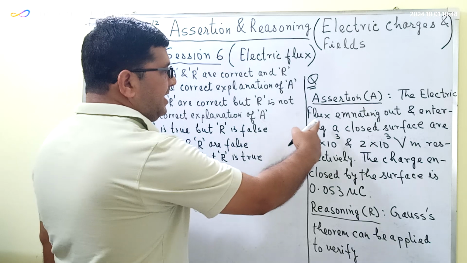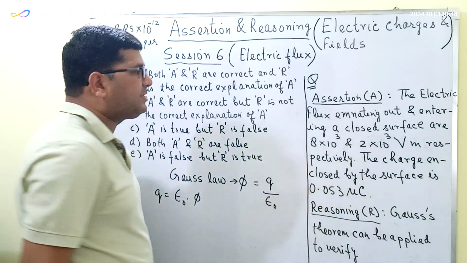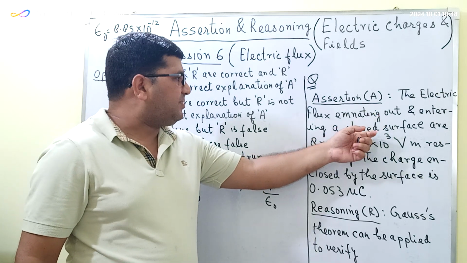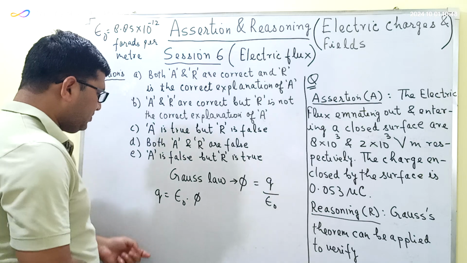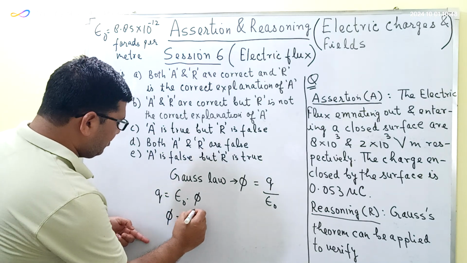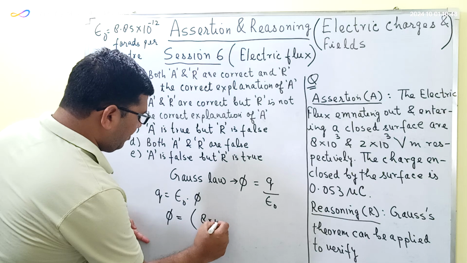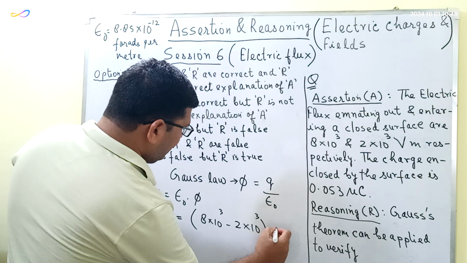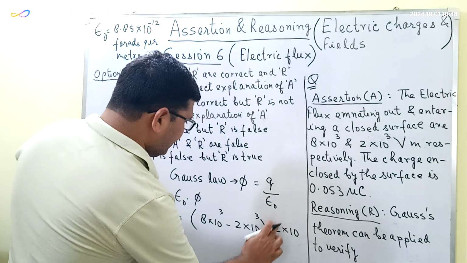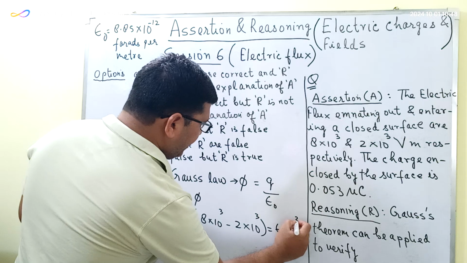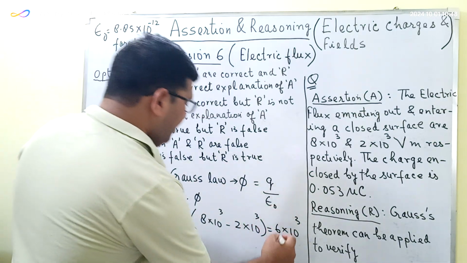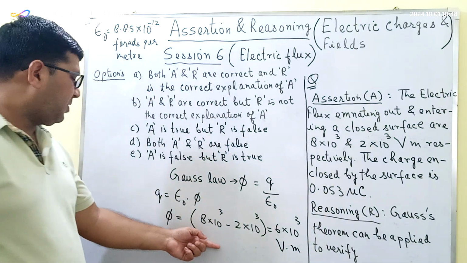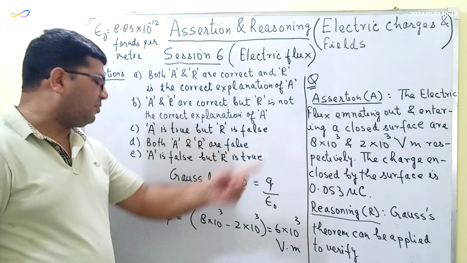Now we also know that the electric flux which is emanating out of a closed surface is taken as positive, and the electric flux which is entering a closed surface is taken as negative. So the total flux which is passing through this closed surface will be equal to 8 into 10 to the power 3 minus 2 into 10 to the power 3. So this is equal to 6 into 10 to the power 3 voltmeter. So this is the value of the flux which is passing through this closed surface.